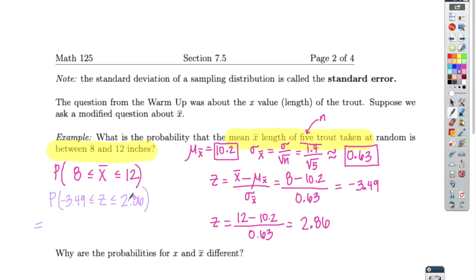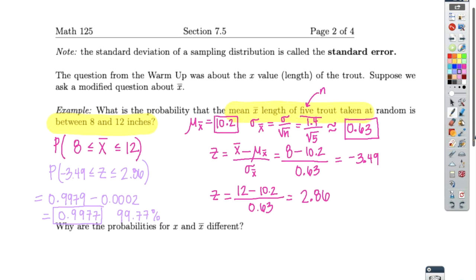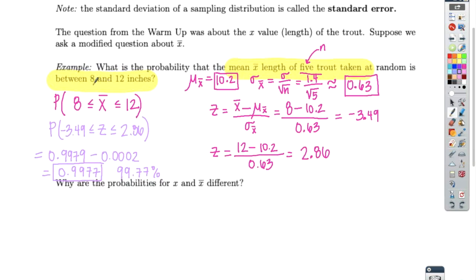So I hope you've had a chance to do that. The larger area is 0.9979. Make sure that you verify that. Make sure you know how to find that one. The smaller area, the one associated with negative 3.49, is 0.0002. And so subtracting those, larger area minus smaller area, I get 0.9977. Okay, that's a really high probability, 99.77% probability that you catch 5 trout, and the average length of those 5 trout is between 8 and 12 inches.